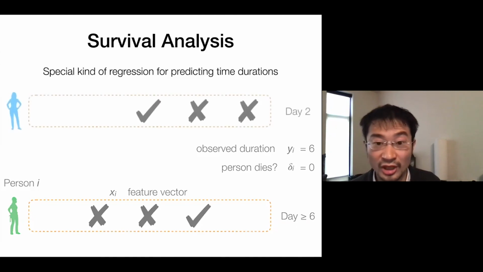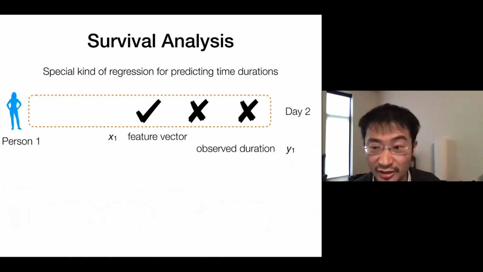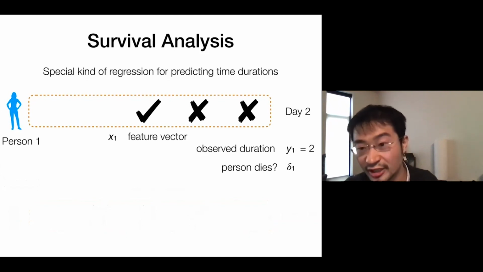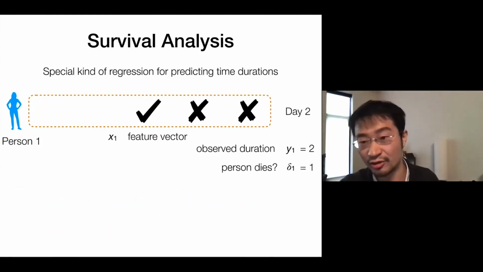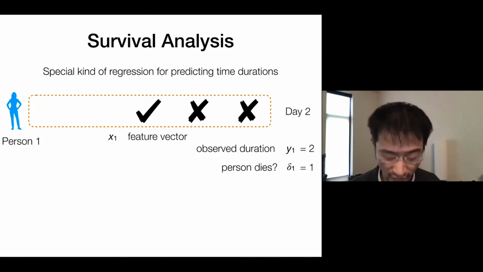As another example, for the first patient we saw, the feature vector was this x1 here. The observed duration y1 would be equal to 2, and whether the person dies, the delta 1, is going to be equal to 1. So when the event indicator is equal to 1, it means that it's not greater than or equal to; we actually observe the time of death.